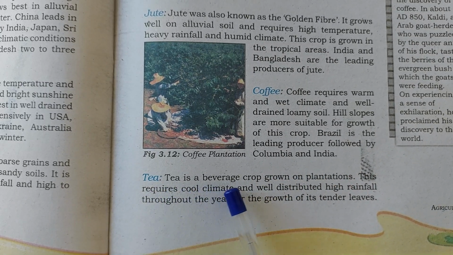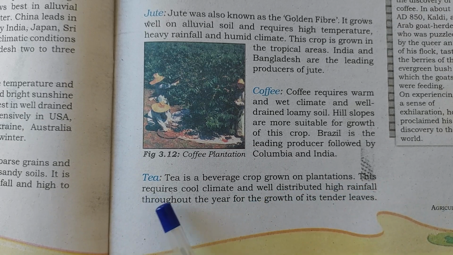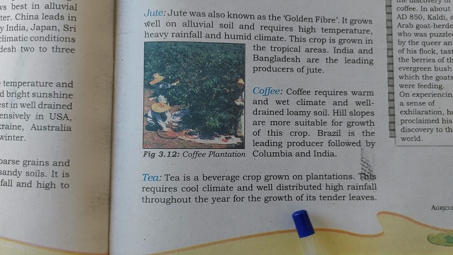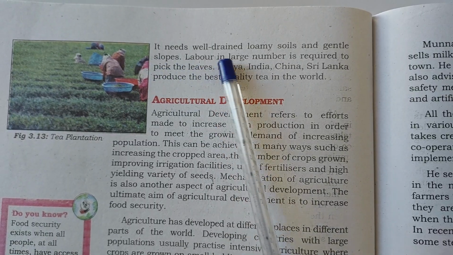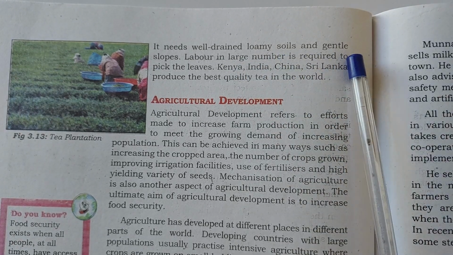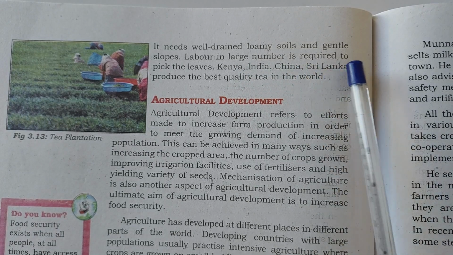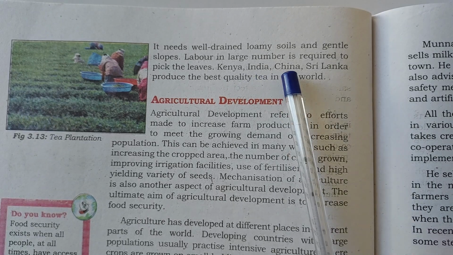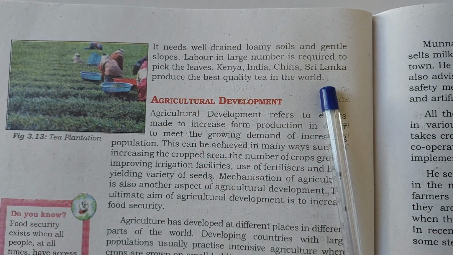Tea. Tea is a beverage crop grown on plantations. It requires cool climate and well-distributed high rainfall throughout the year for the growth of its tender leaves. It needs well-drained loamy soils and gentle slopes. Labor in large number is required to pick the leaves. Kenya, India, China, and Sri Lanka produce the best quality tea in the world.